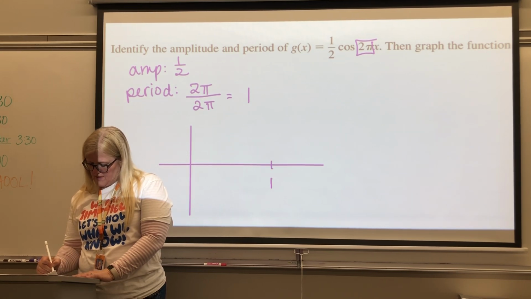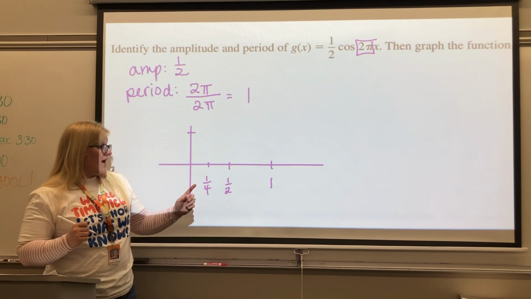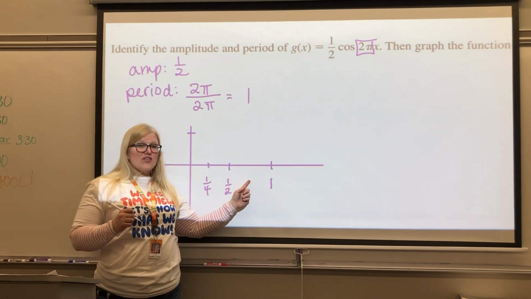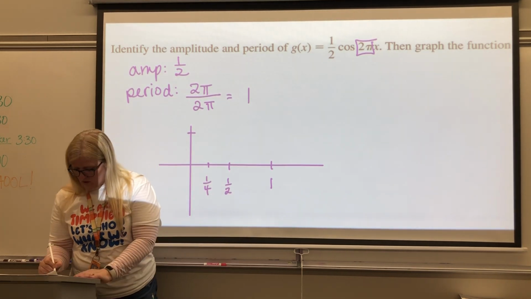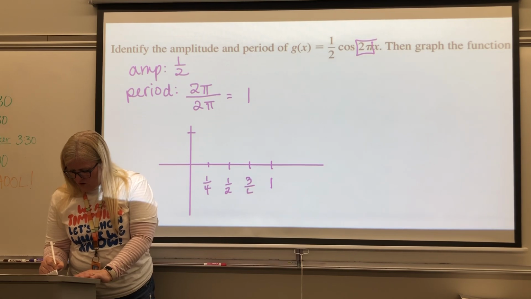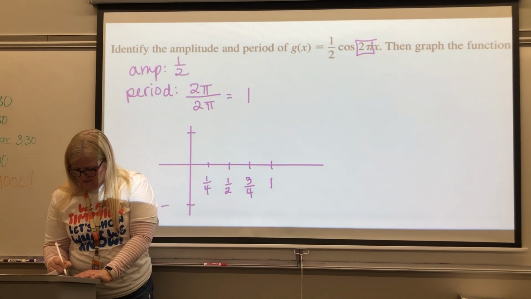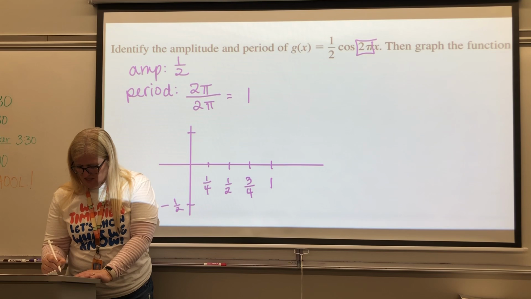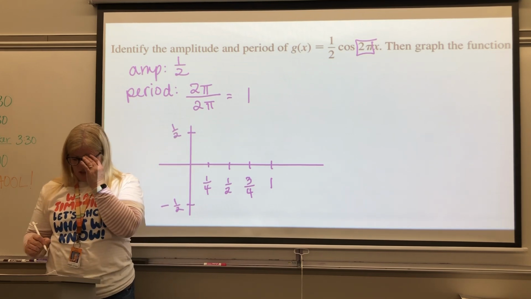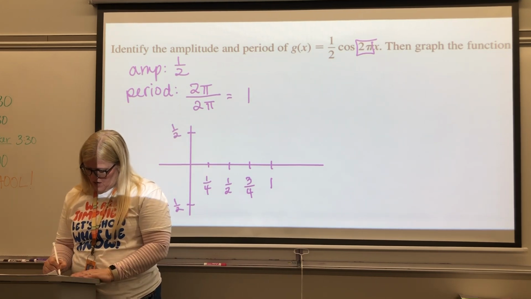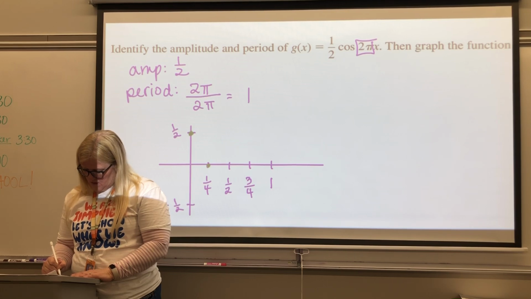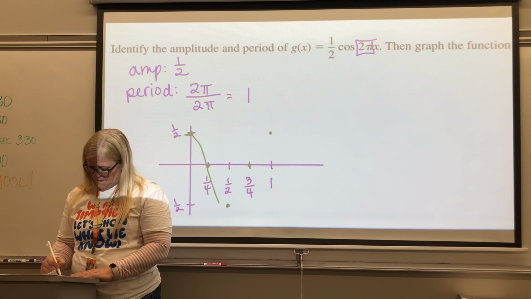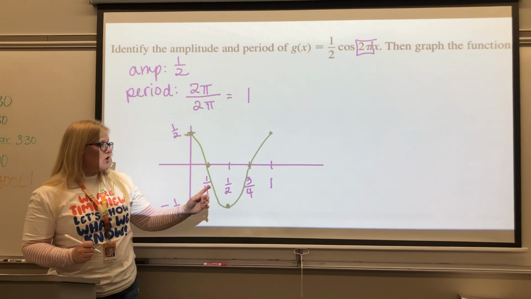If this is 1, well, let me cut it in half. 1/2, half of that is 1/4. So now I have 1/4, 2/4, 3/4, 4/4. So this is 3/4. Here's -1/2. This one I tried to make to scale. Okay, and it's cosine, so again I'm going to start up here, come down, down, up, up. And that's just going to 1.